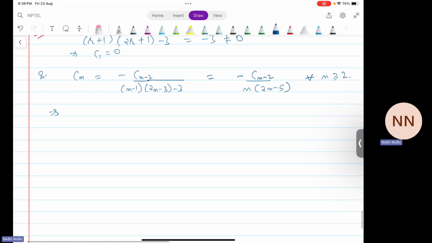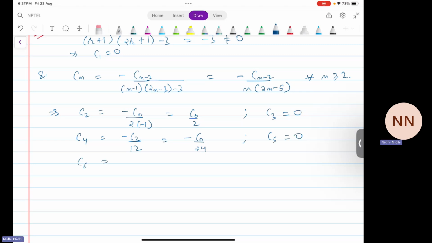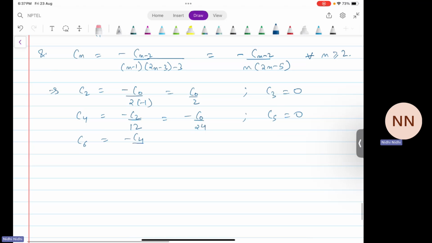This gives us C2 is equal to minus C0 by 2 times minus 1, which is C0 by 2. C3 will be 0 because C1 is 0. C4 is equal to minus C2 by 12, which is minus C0 by 24. Again C5 would be 0. C6 would be minus C4 by 42, which is C0 by 1008. C7 would be 0 and so on.